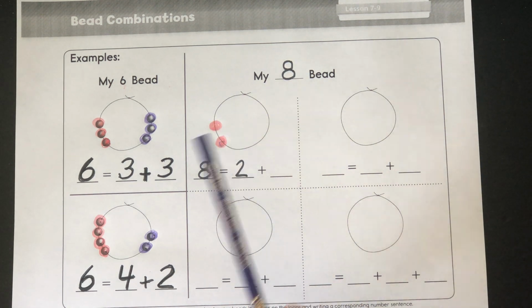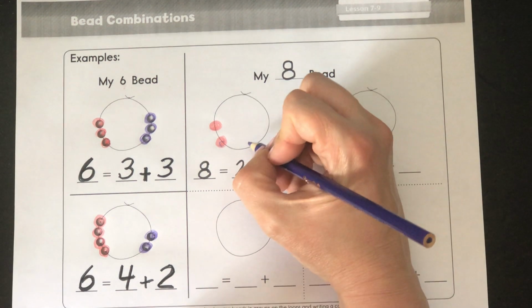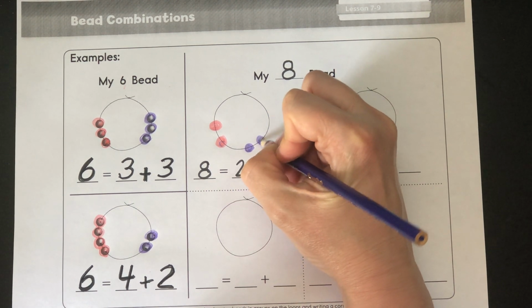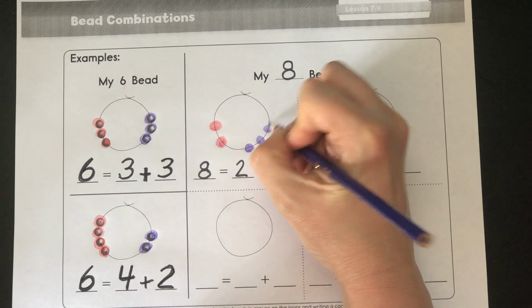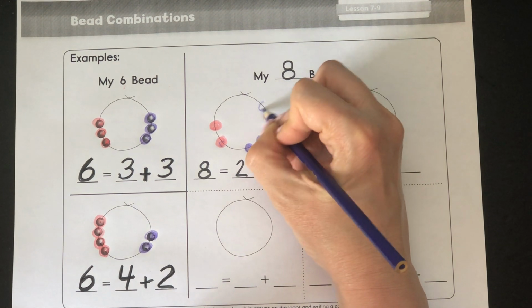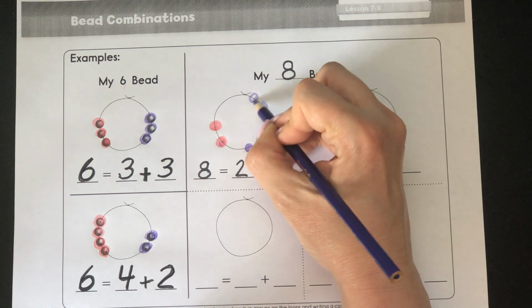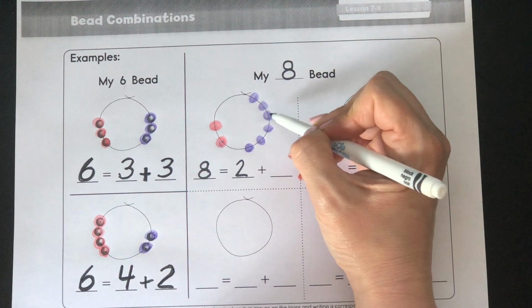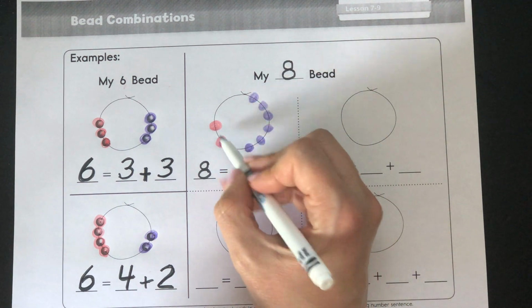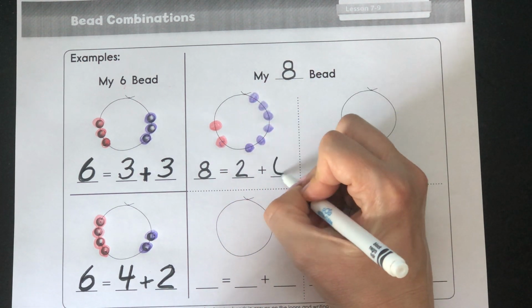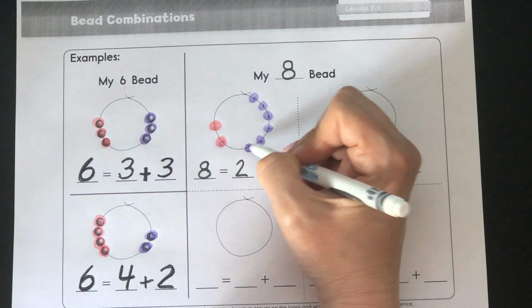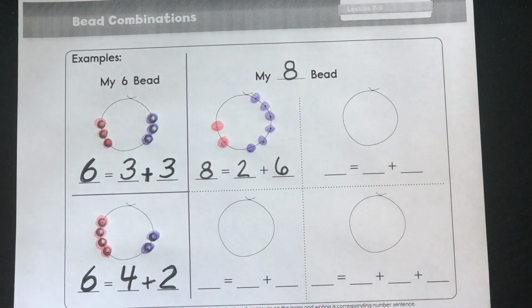Ready? I have 2 reds, so I'm going to say that out loud. 2. Then I make 3. I'm going to keep going till I say 8. 4. Count with me. 5, 6, keep going, 7, 8. Once I say the number 8, I stop. Now I'm going to count how many purple beads that took me. 1, 2, 3, 4, 5, 6. So I had 2 red beads, I had 6 purple beads, and when I put that all together, 1, 2, 3, 4, 5, 6, 7, 8, I have 8 beads.